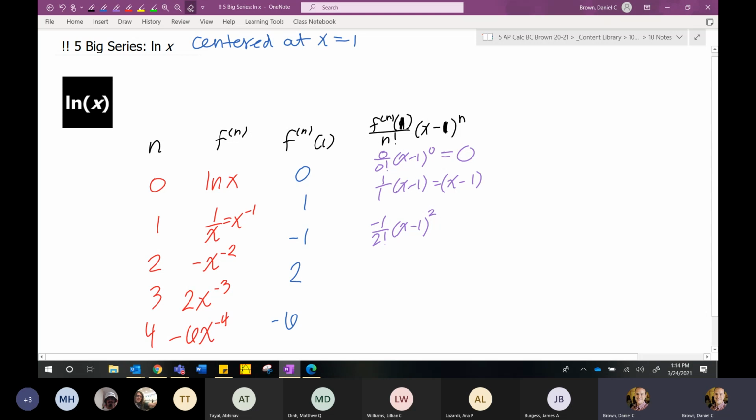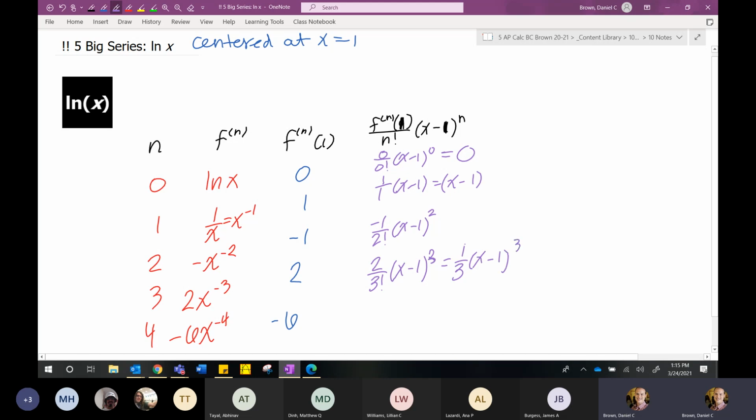And then I can kind of continue that. Next one, I have the 2 over 3 factorial, x minus 1 squared. Simplifying that, not squared, cubed. Simplifying that, I'm so excited to simplify it. 2 over 3 factorial. 3 factorial is 3 times 2 times 1. So we know that the 2 is canceling out, and it ends up looking like this.